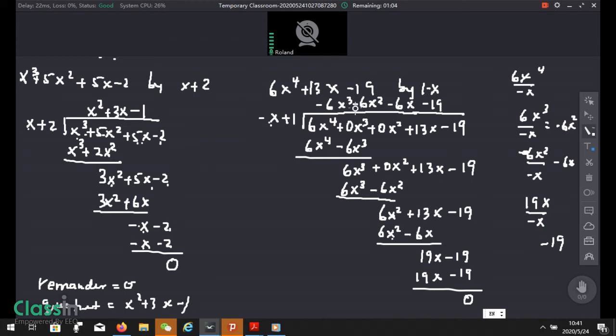So clearly the quotient is negative 6x cubed minus 6x squared minus 6x minus 19. One more time, the remainder is 0. If the remainder is 0, it means negative x plus 1 is a factor of this expression, because when any number is divided by its factor, the remainder is 0.